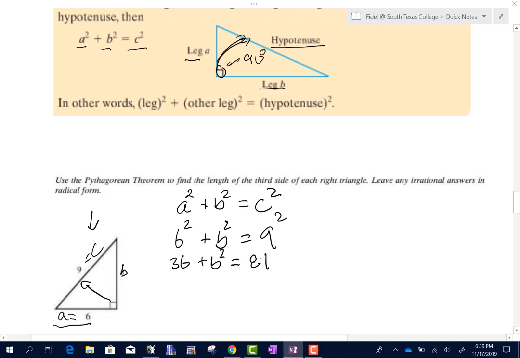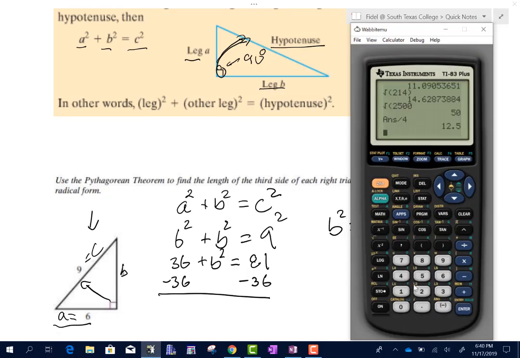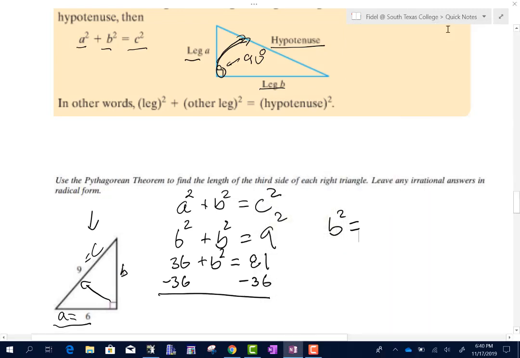I'm trying to get the letter B all by itself, so I'm going to go ahead and minus 36 on both sides, okay. And that's going to give me B squared equals, let me take my calculator right here, so we can figure out what is 81 minus 36. And I'm coming up with 45, okay. So B squared equals 45. So in order for me to find the letter B, what I have to do, guys, is take what we call the square root of 45, okay. If B squared is 45, then B is the square root of 45, okay.